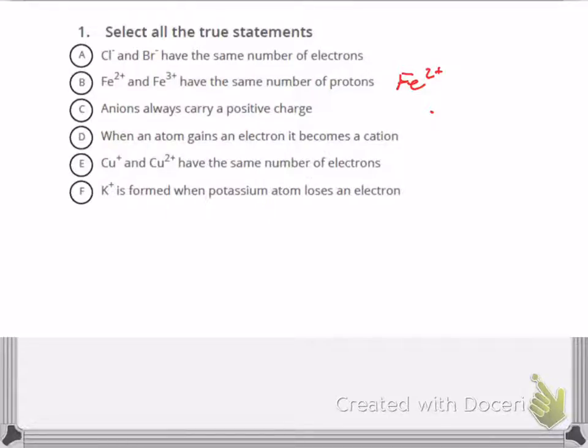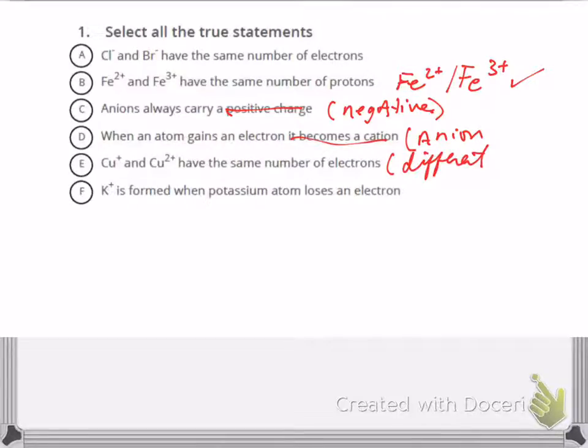They're different elements. They're in different columns. They have different numbers of electrons. Iron 2+ and iron 3+ are the same identity. The number of protons determines the identity, so B is definitely correct. Anions carry a negative charge. Atoms that gain an electron become an anion, so that's wrong.